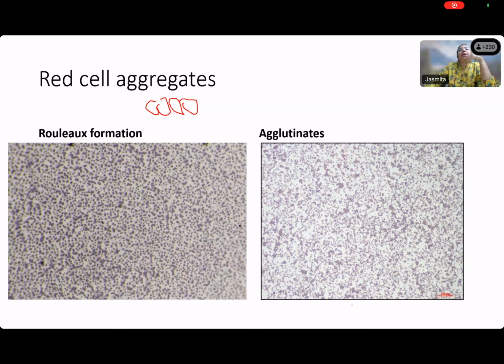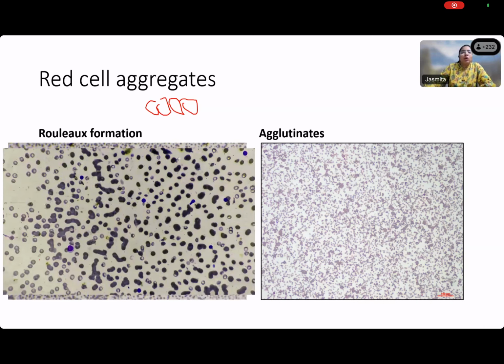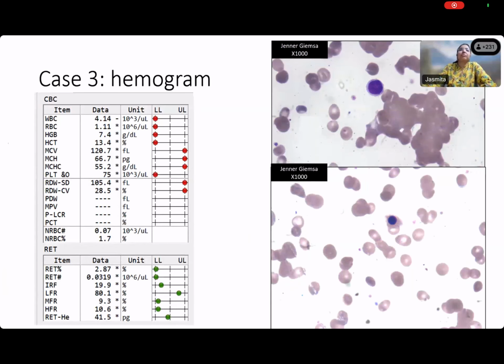So rouleaux formation you see whenever you have hypergammaglobulinemia, and sometimes in very severely anemic patients also you may find some rouleaux formation. Agglutinates, on the other hand, you see when there are cold antibodies. So these cold antibodies may be primarily due to cold agglutinin disease, or it may be a secondary cold agglutinin disease. In the rouleaux formation on the left, you can make out that this smear is showing a nice RBC stacking. RBCs are clinging to each other, but they are not really forming clumps. So this is what happens when you have a hemogram of a patient who has cold antibodies.